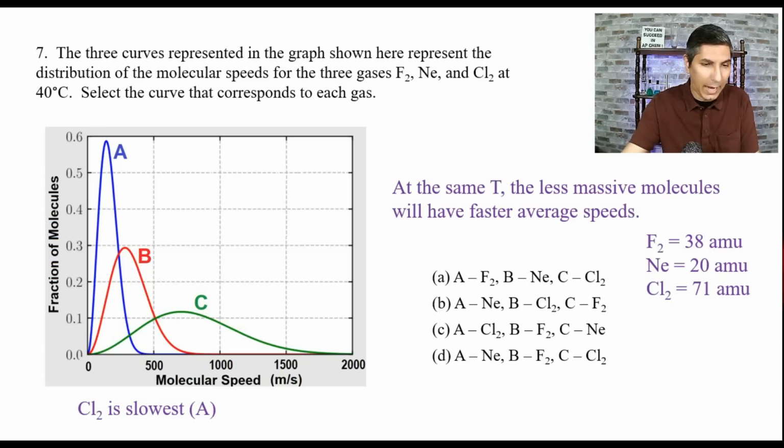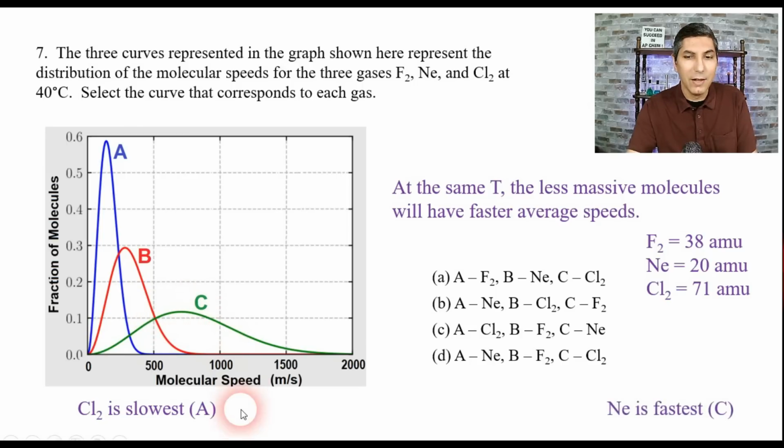That's curve A. And then the lightest molecule would have to be curve C. So that seems to be neon. So we know that neon is the fastest. That means that fluorine is going to have to be curve B, which is kind of in the middle there. And so that's why the answer is choice C for this question. Curve A is chlorine, curve B is fluorine, and curve C is neon.